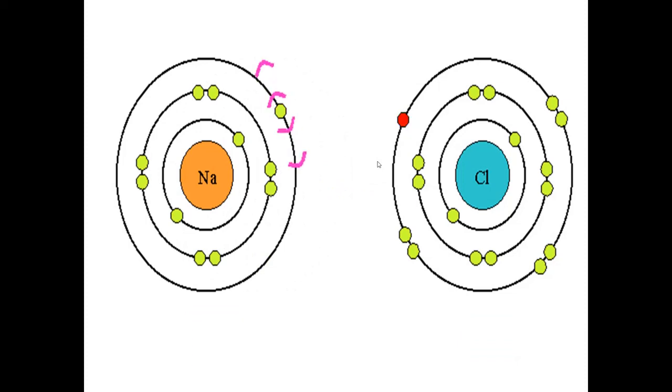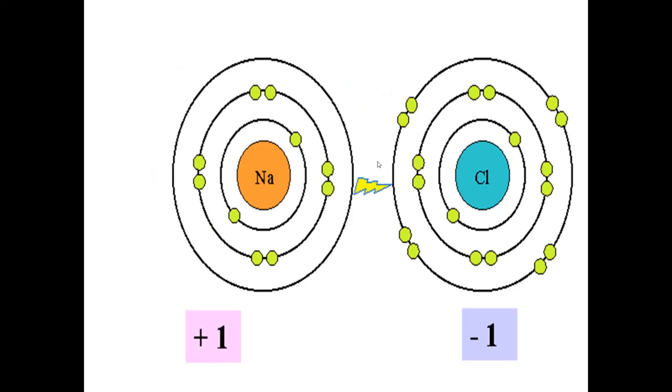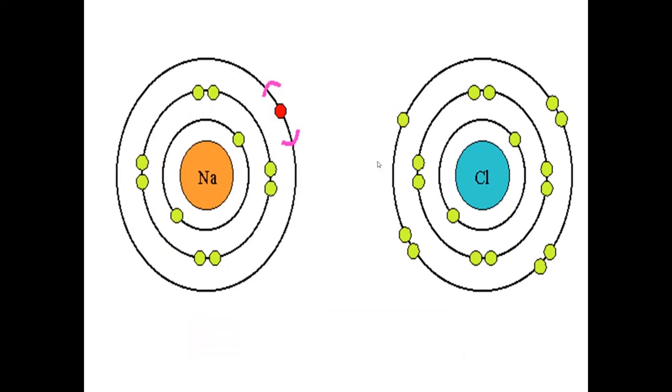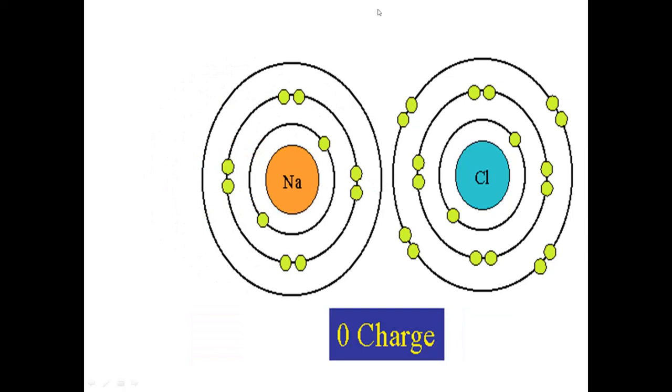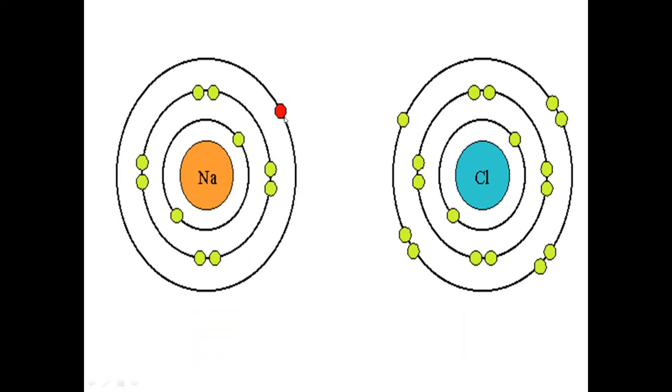Observe this given image. Very similar example here, I have taken sodium and chlorine. So here you have observed that sodium donates one electron and chlorine accepts one electron. Here one electron is given by sodium and chlorine takes one electron. Observe this image.